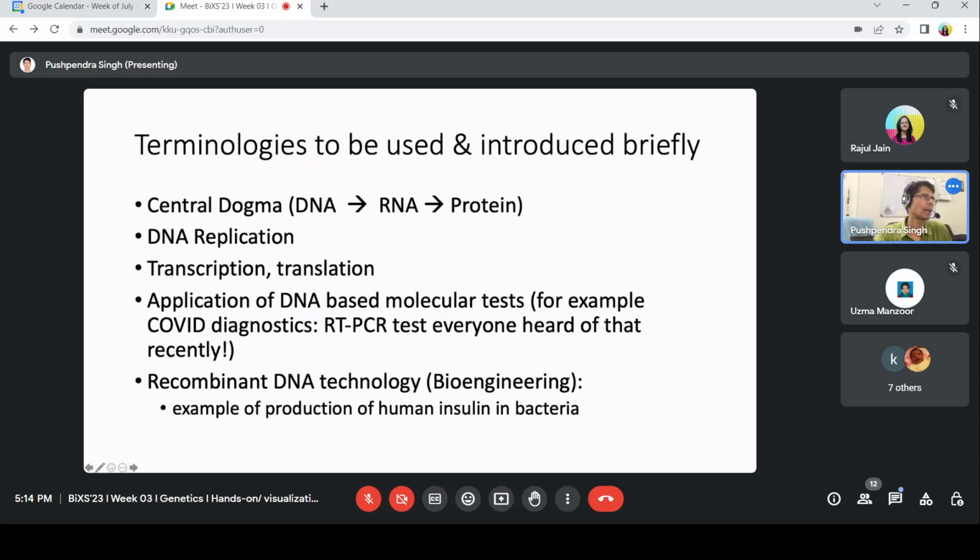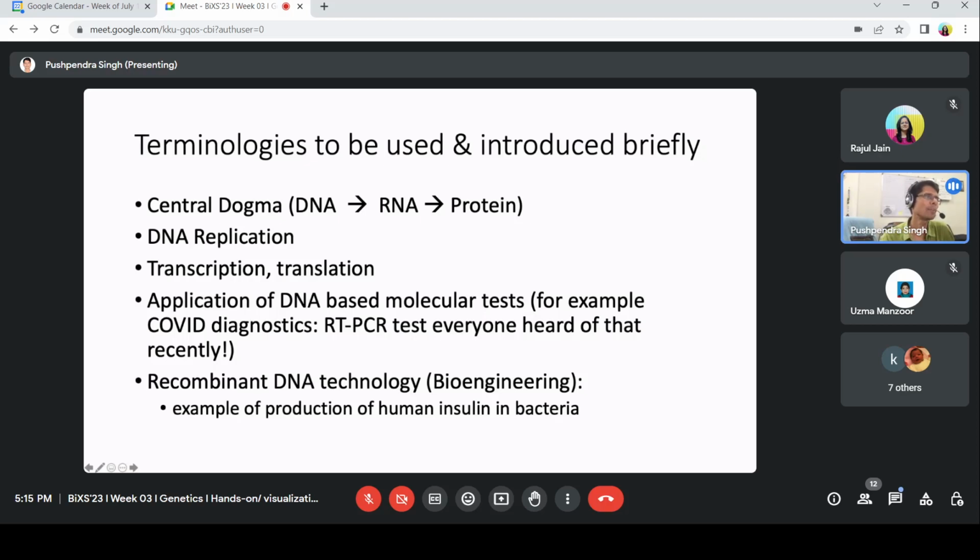So DNA replication is one process. Another is transcription and translation. From DNA to RNA formation is transcription, and from RNA to protein formation is called translation. And we just now touched upon the DNA based or RNA based molecular test. For example, for COVID diagnostics, the RT-PCR test was done all over the world. That was very helpful for timely detection of COVID and taking necessary preventive measures for checking its spread.